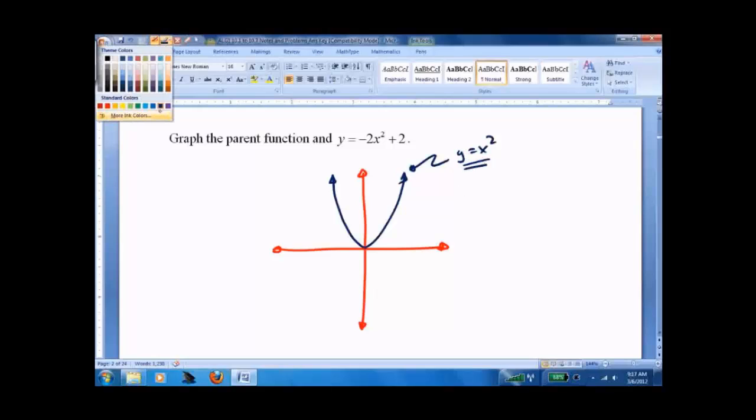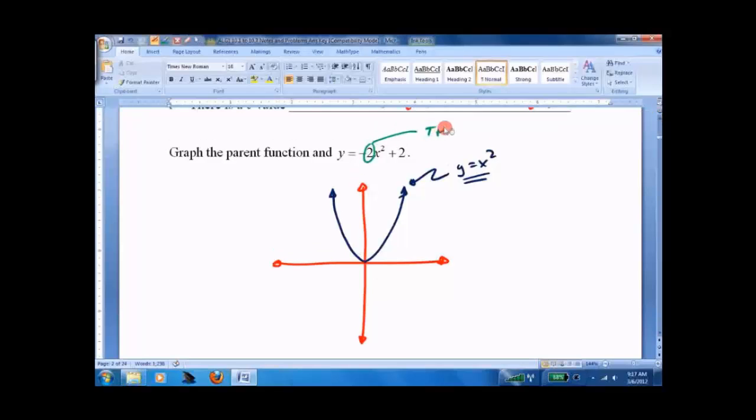Now, what's going to happen? And we're going to dot it in until we get it. What is the 2 going to do? Well, if you recall from before, it's going to make it thinner. What's the negative going to do? Again, if you recall from before, it'll make it upside down. What's the 2 going to do? It's going to move it up. So do them one at a time.